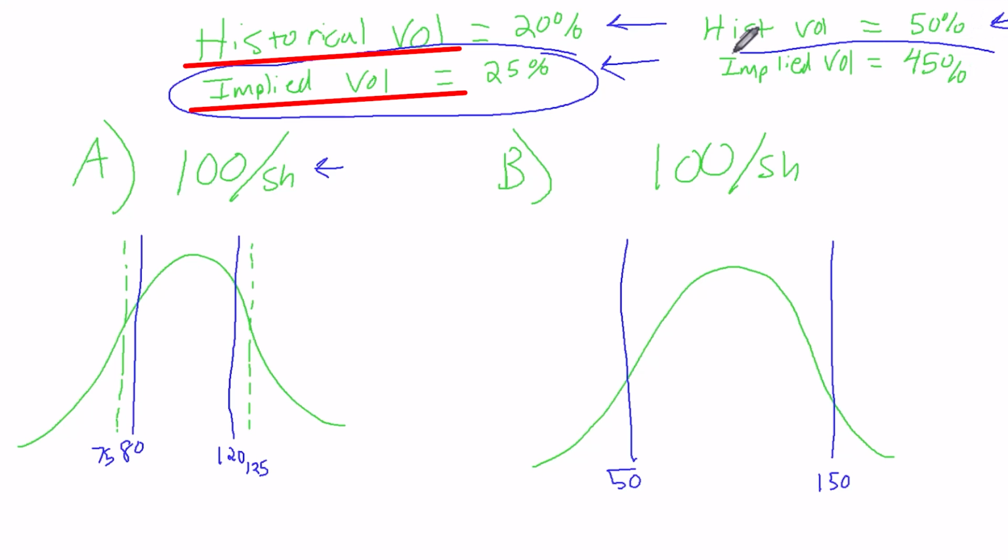But the implied is different than that. The implied is saying we expect it to quiet down. We think that a lot of the bumps in the road have calmed. And so now it's expected to still be volatile. Clearly a lot more volatility expected than over here, right?